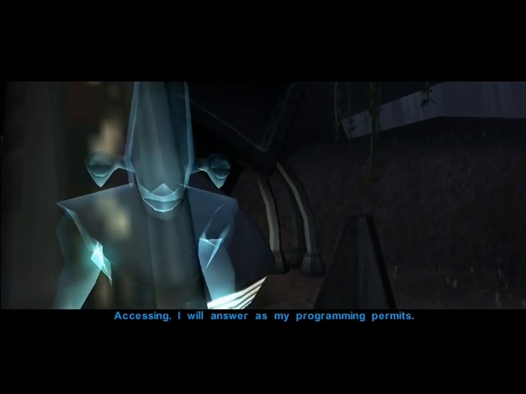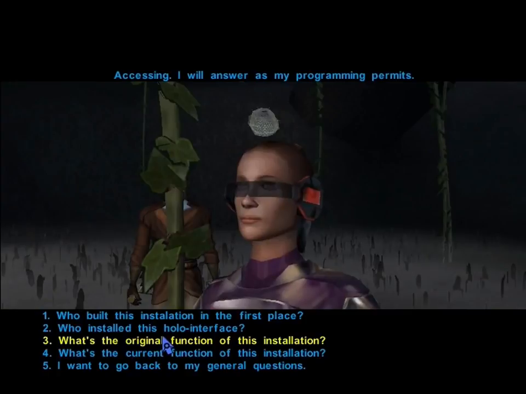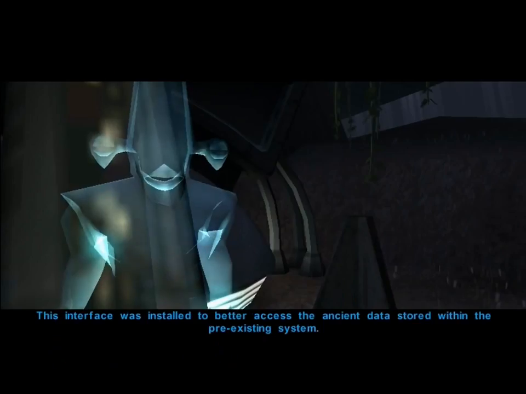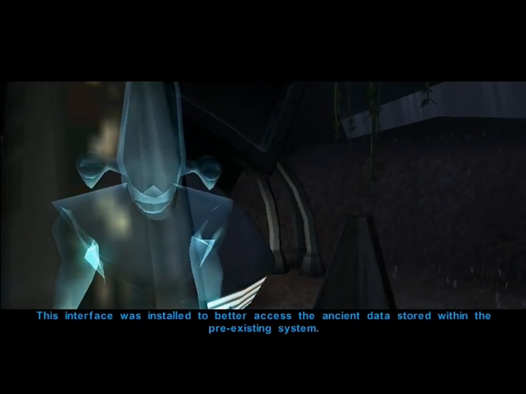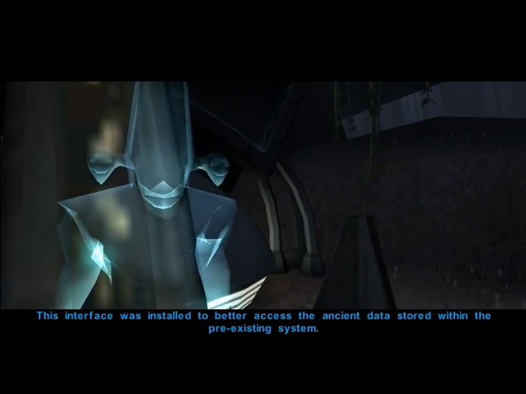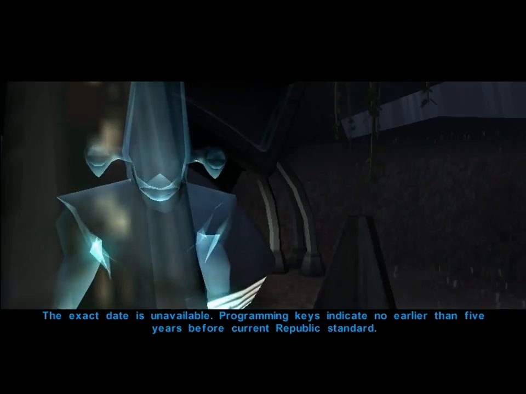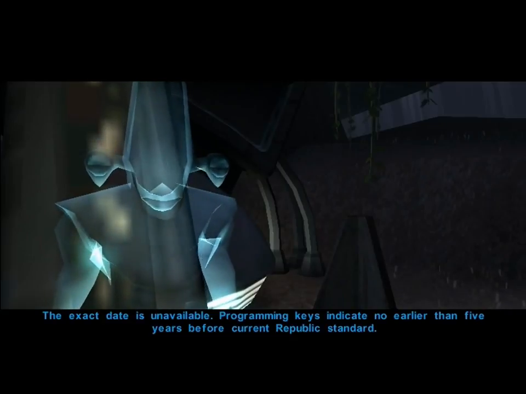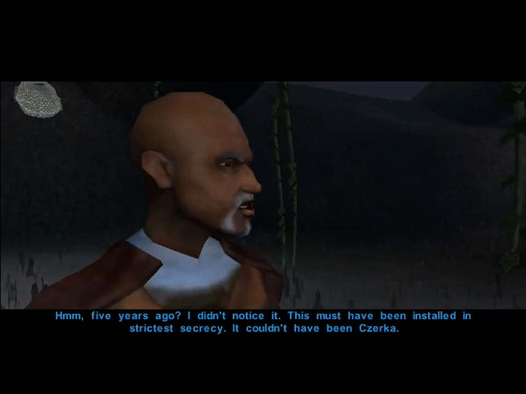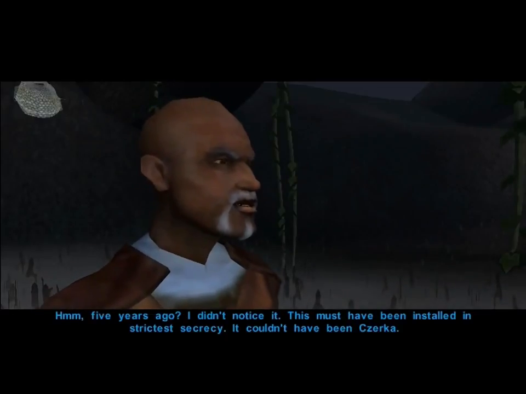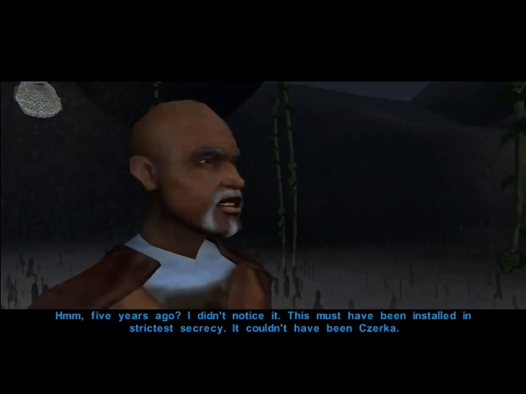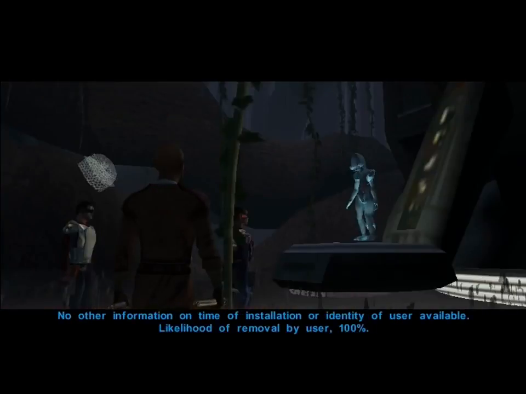Accessing. I will answer as my programming permits. Who installed this holo interface? This interface was installed to better access the ancient data stored within the pre-existing system. The exact date is unavailable. Programming keys indicate no earlier than 5 years before current Republic standard. 5 years ago. I didn't notice it. This must have been installed in strictest secrecy. Couldn't have been Circa. No other information on time of installation or identity of user available. Likelihood of removal by user, 100%.